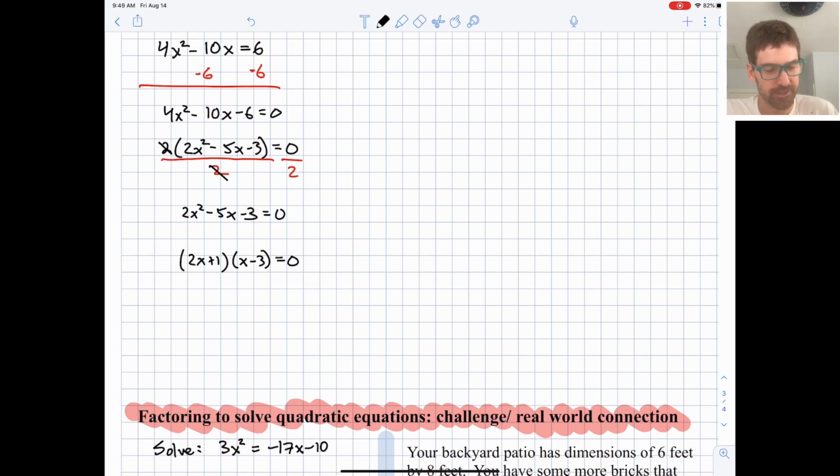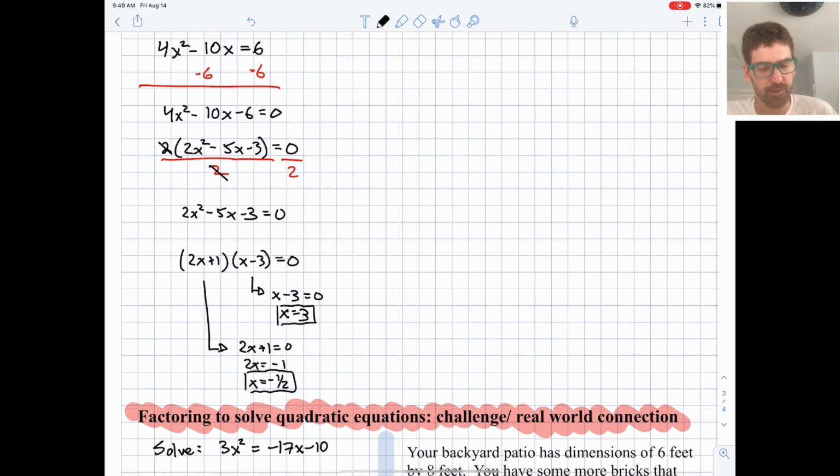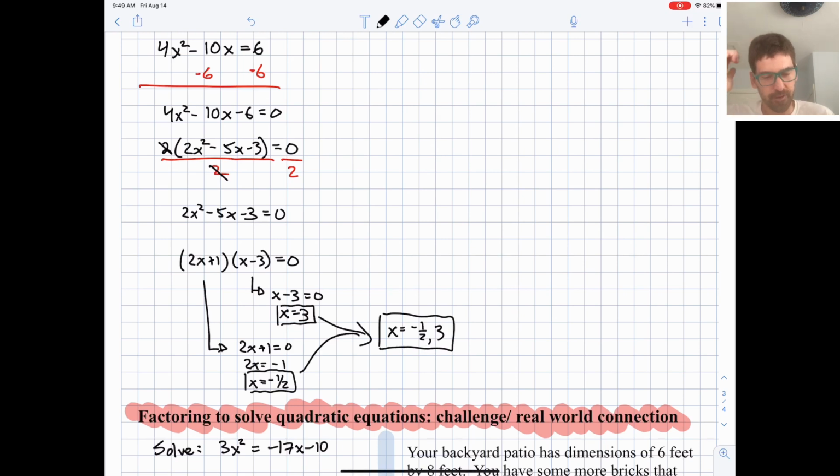And so now we have two possible answers. x minus 3 equals 0, which means x is 3. So that's one possible outcome. And 2x plus 1 equals 0, which means 2x equals negative 1, which means x is negative 1/2. So there are our two solutions, x equals negative 1/2 and 3. All right, so we solved those quadratic equations by factoring and using the zero product property. That's a good place to stop.